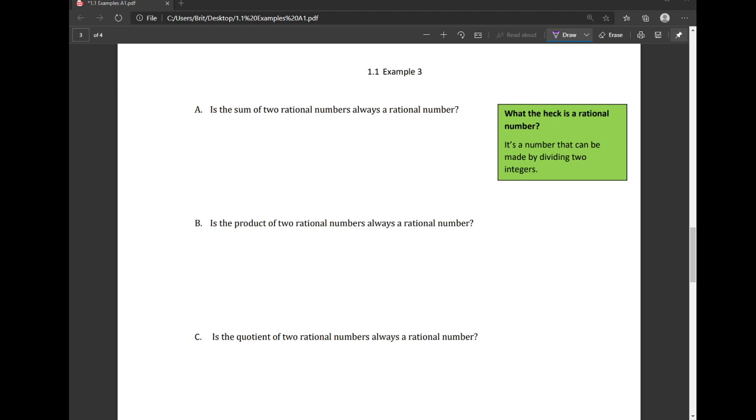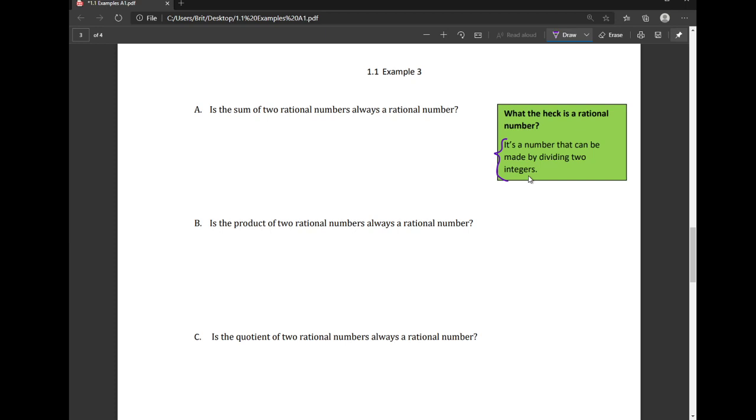In this fancy green box, I have found the very clinical definition. It's a number that's made by dividing two integers. So in essence, a rational number is just a fraction. That's all that it is.